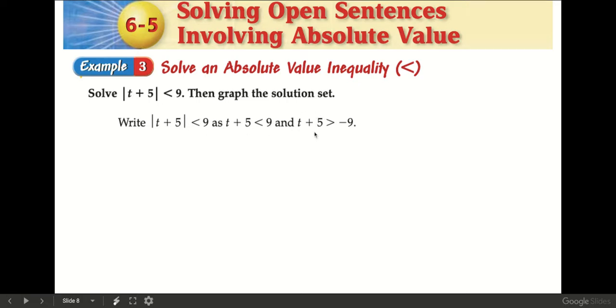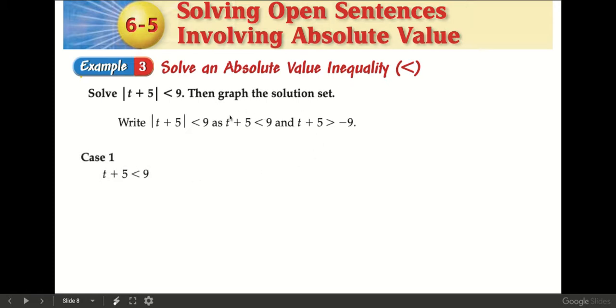And then I'm going to take the inside of the absolute value, t plus 5, and set it to the negative version. When I set it to the negative version, I have to flip the direction of the inequality symbol. So now it's going to be greater than -9. One case where it's less than +9, and the other case where it's greater than -9, flipping the inequality symbol. So let's go ahead and solve each one.